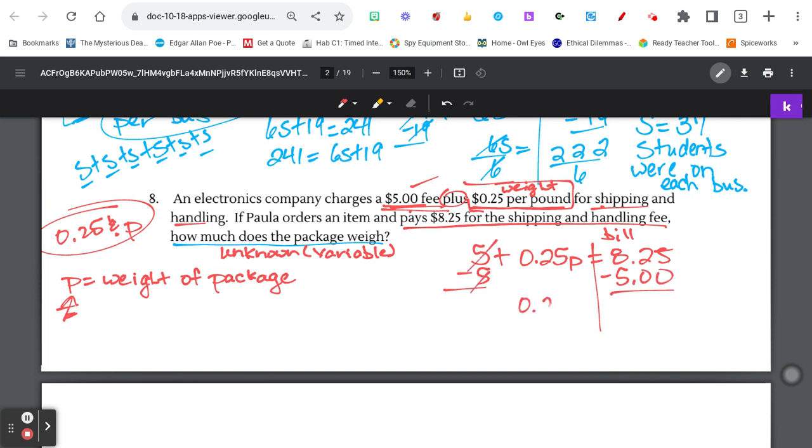So I end up with 25 cents P equals to $3.25. And I just have to figure out how many quarters it takes to make $3.25. And it takes 12 quarters to make $3. So 13 quarters to make $3.25. So the weight of my package was 13 pounds, guys.